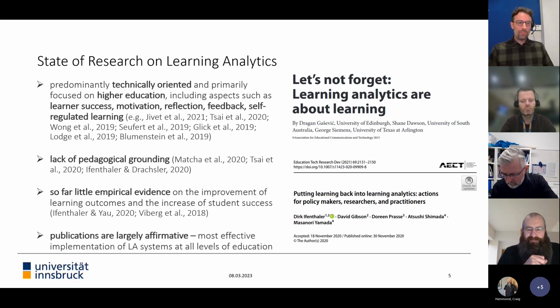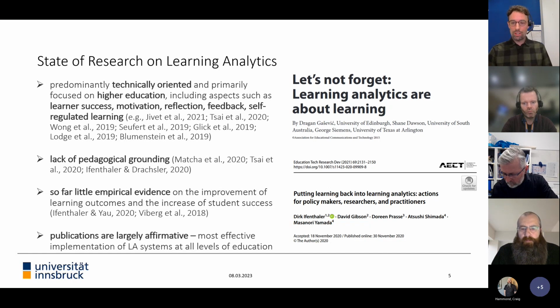Another thing is that so far there is little empirical evidence on the effects of learning analytics, so that learning analytics improves learning outcomes and increases student success.